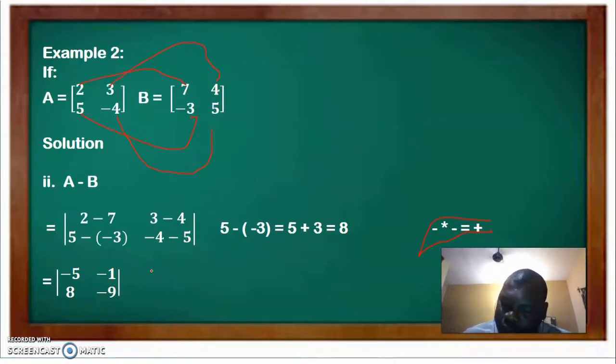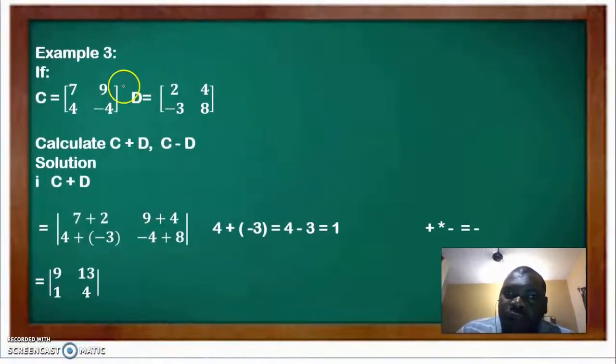Let's look at another example. Example 3 says, if C is equal to the matrix 7, 9, 4, minus 4 and D is equal to the matrix 2, 4, minus 3, 8, calculate C plus D and C minus D. To calculate C plus D, we are going to add each element in C to the corresponding element in D.